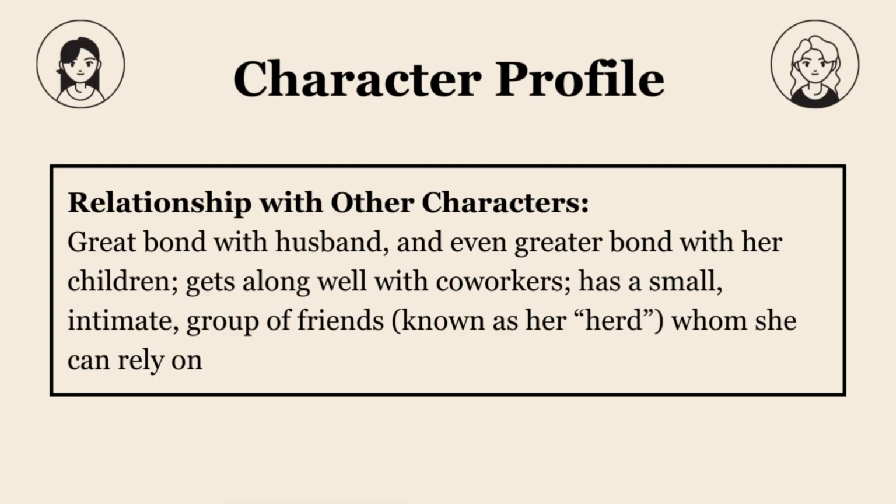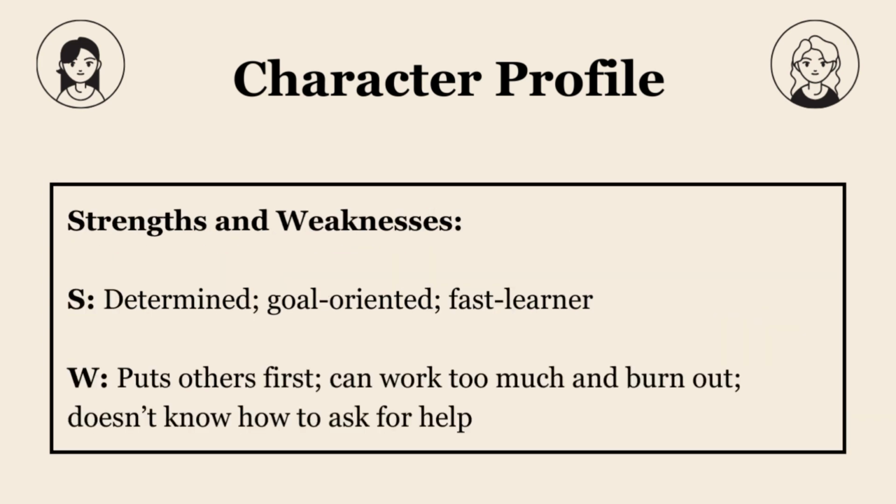The next piece of vital information is relationship with other characters. I have a great bond with my husband and an even greater bond with our children. I get along well with my coworkers, and I have a small, intimate group of friends known as my herd, whom I can rely on. The next piece of information are strengths and weaknesses. My strengths are determined, goal-oriented, and a fast learner. My weaknesses are puts others first, can work too much and burn out, and doesn't know how to ask for help.